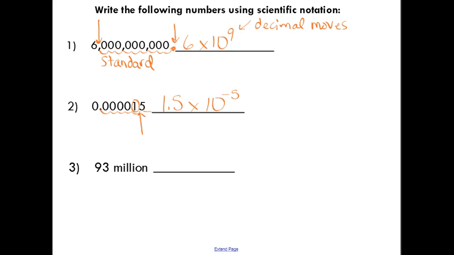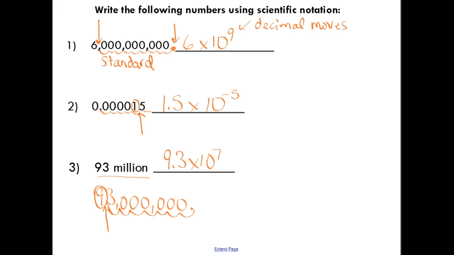93 million. Again, that's a convenient way to write it, but we can also write it in scientific notation as well. So I'm going to rewrite this. 93 million. Million has 6 zeros. This is where the decimal is if we don't do anything. And this is where I want it in scientific notation, so that I have one digit and then the rest. So 1, 2, 3, 4, 5, 6, 7. 9.3 times 10 to the 7th.